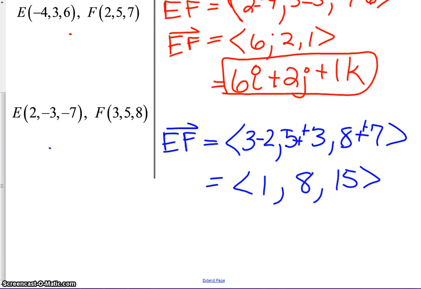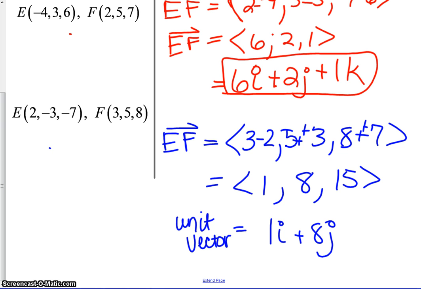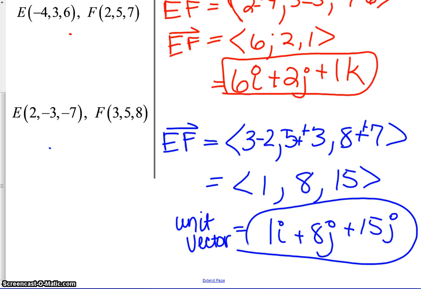Now, same problem, I need to put it as a sum of unit vectors. You would have 1i plus 8j plus 15k. And that's our answer there. So 1 of the i's, 8 of the j's, and 15 of the k's would get you to that vector that we're working with.